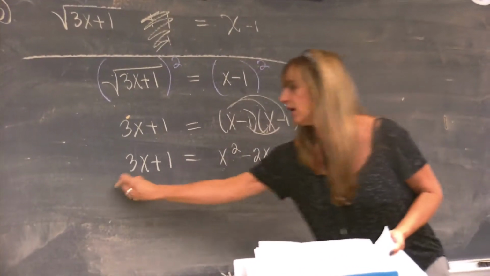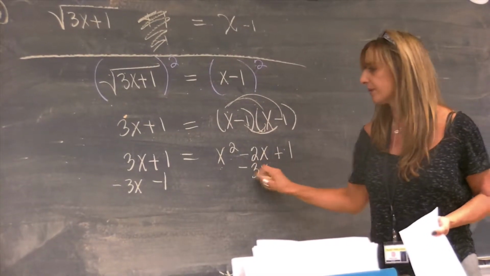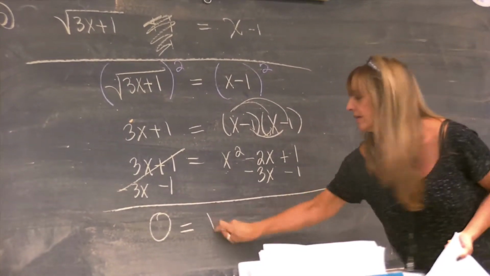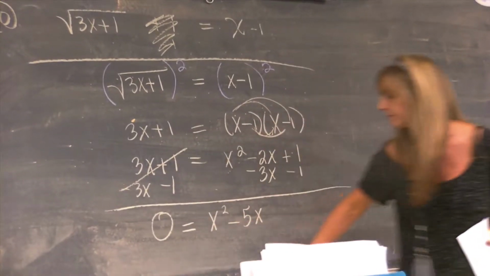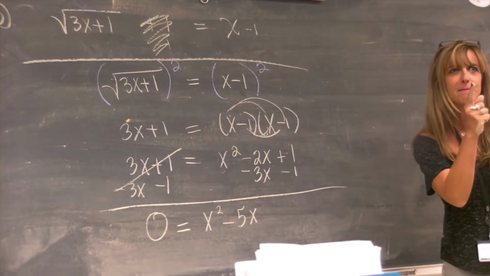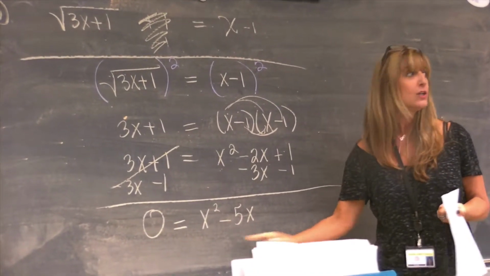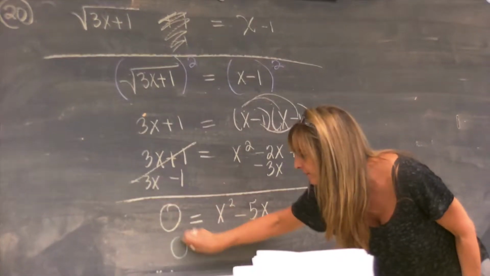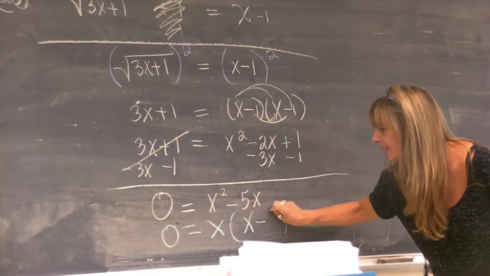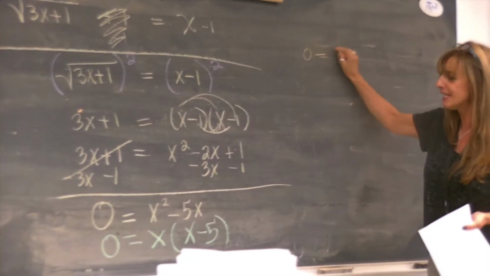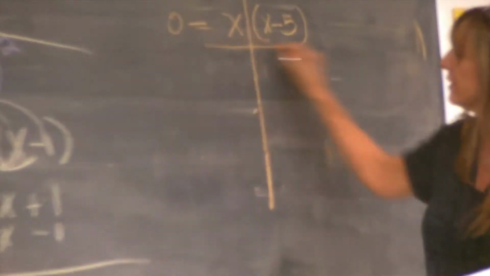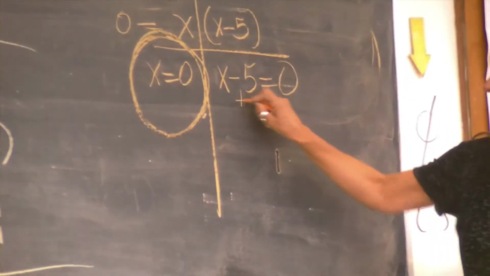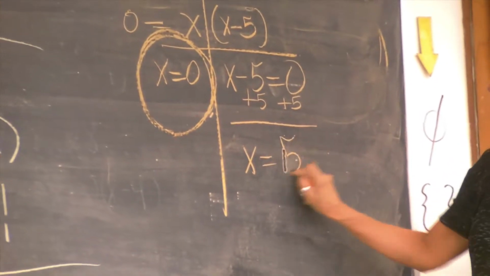Now I have to pull everything onto one side in standard form. So I'm going to subtract the 3x and subtract the 1, leaving me 0 on the left, x squared minus 5x on the right. The 1's canceled. Now, that is not a factoring time. What is that? GCF time. Very good. So I'm going to GCF. Take an x out, leaving me an x minus 5. When you factor, you're still going to set each of the two factors equal to 0. The x is going to be equal to 0, or the x minus 5 is going to be equal to 0. This is one solution, and the other solution will be a 5.